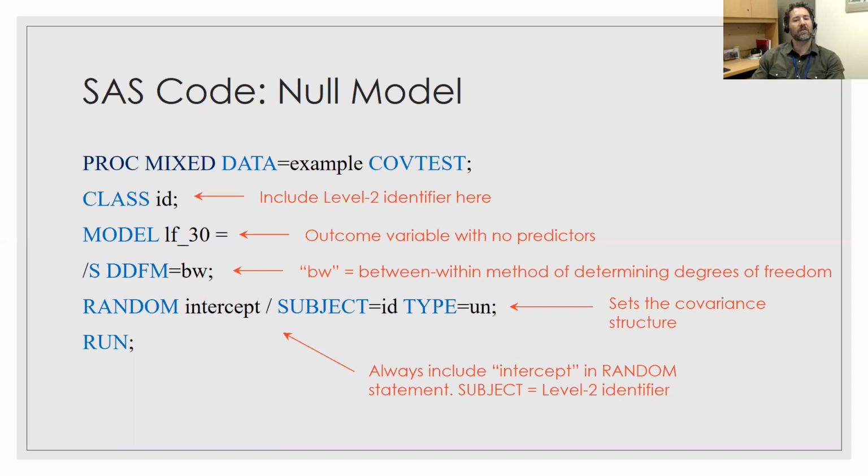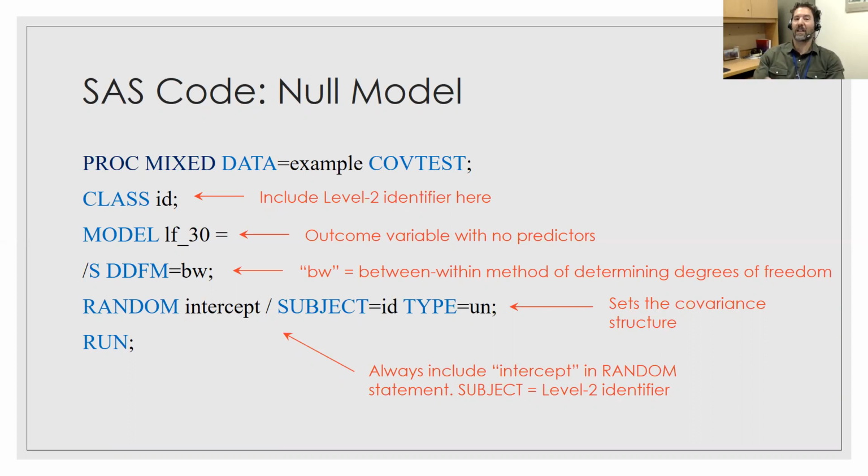The covariance structure refers to what kind of assumptions you wish to make regarding how observations may be related to one another. Now, by specifying type equals un for unstructured, I'm telling SAS that I don't wish to make any particularly explicit assumptions about those relationships. In fact, I want SAS to estimate those directly from the data.